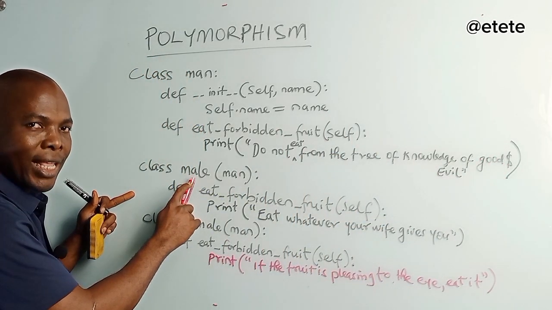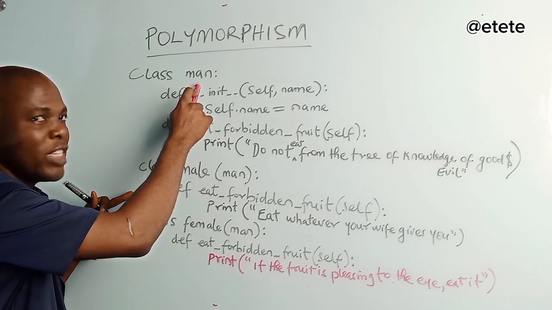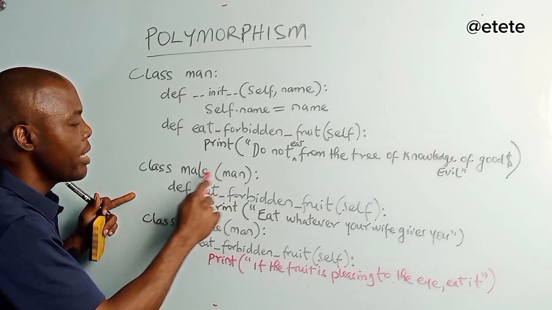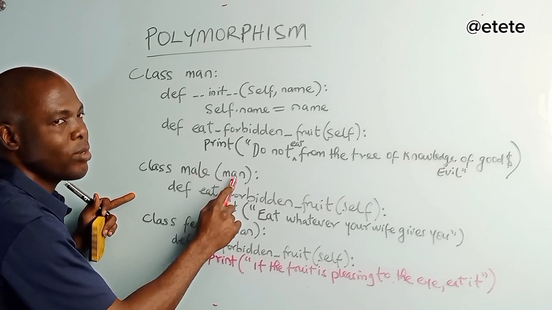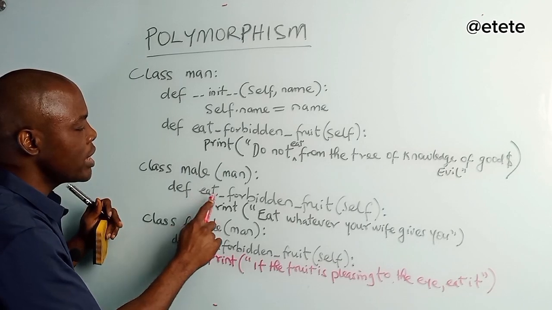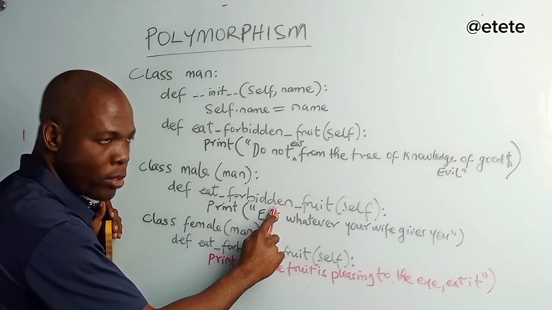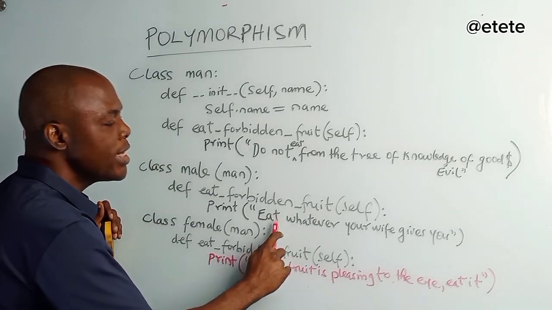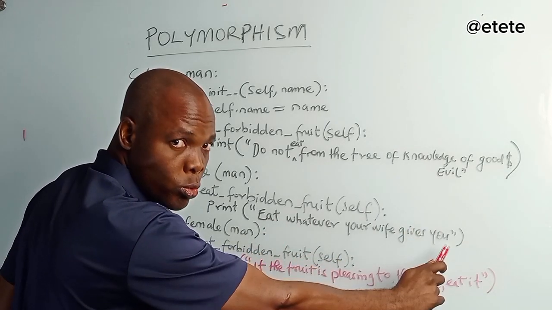Now, we define the what? The male class, which is the child class of this parent class. So, as you can see, inside the parentheses, we have man, meaning this male is the child class of man class. Then, inside it, we have one method, which is what? Eat forbidden fruit, the same method. But inside this method, there's another instruction. Eat whatever your wife gives you.